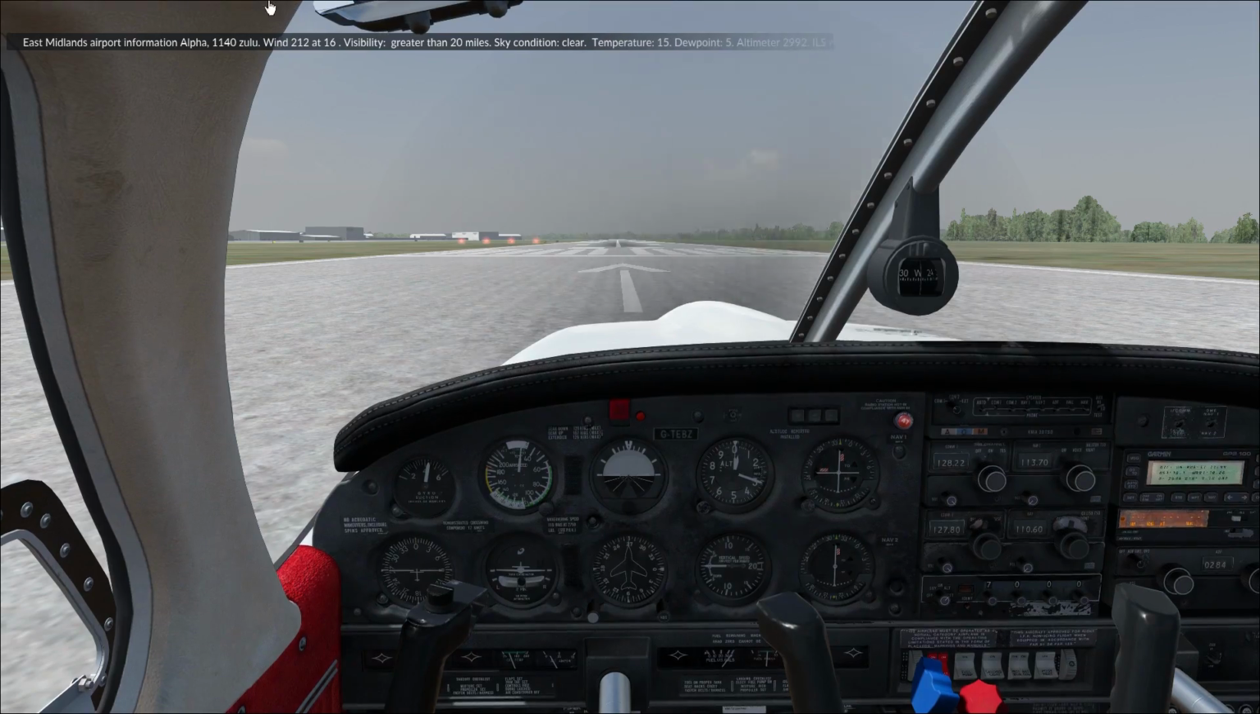Anyway, 212 at 16. That's the one we're really looking for today. Wind 212 at 16. So we'll just get rid of that. And so, what does 212 at 16 mean?